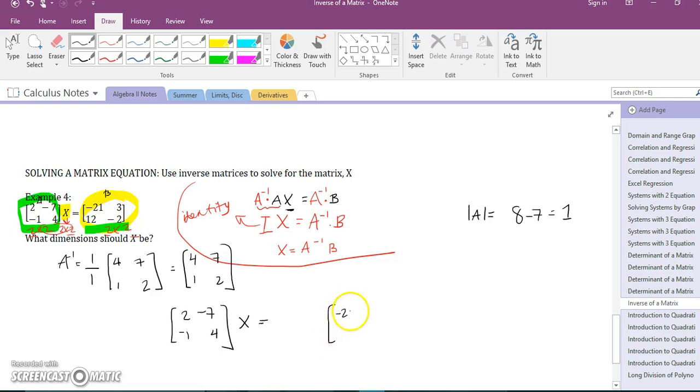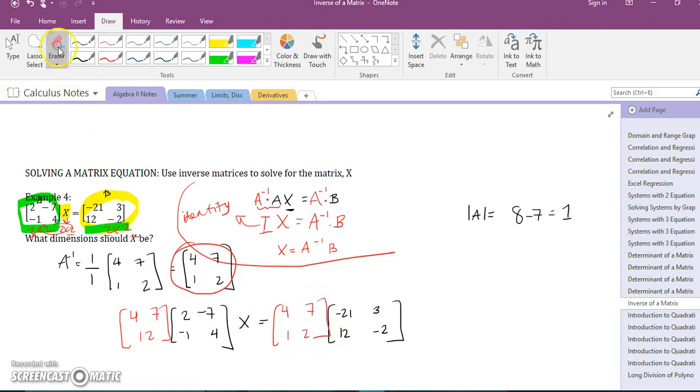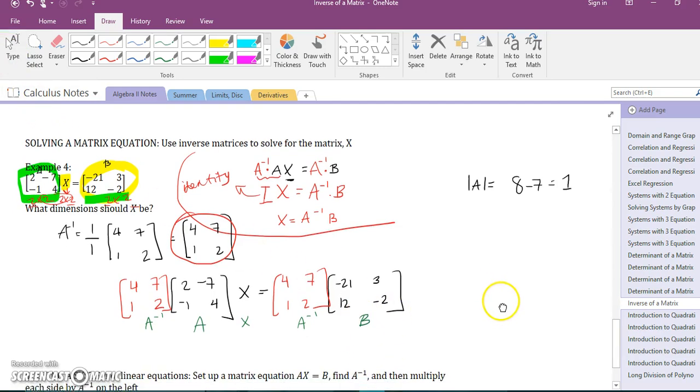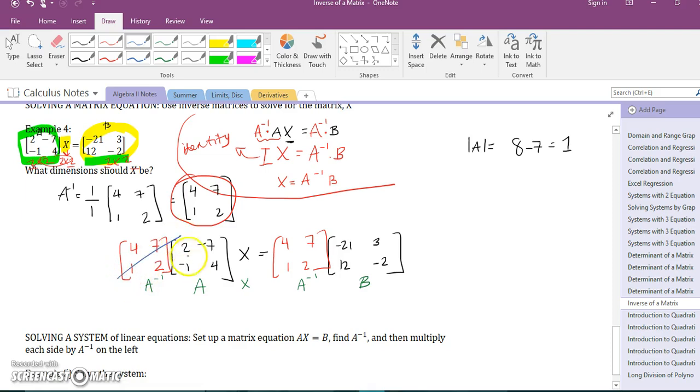So let's go ahead and take our original, which is here. And we're not going to write out all these steps every time, just this time, so you can see what really is happening. I'm going to multiply by this on each side. So I have 4, 7, 1, and 2. So I'm multiplying each side by the inverse on the left. And remember, this is A inverse, this is A, this is X. This is A inverse, this is B. And when I multiply A inverse by A, these are going to cancel, giving me the identity, leaving me with just X. So now what I have to do is multiply A inverse times B.